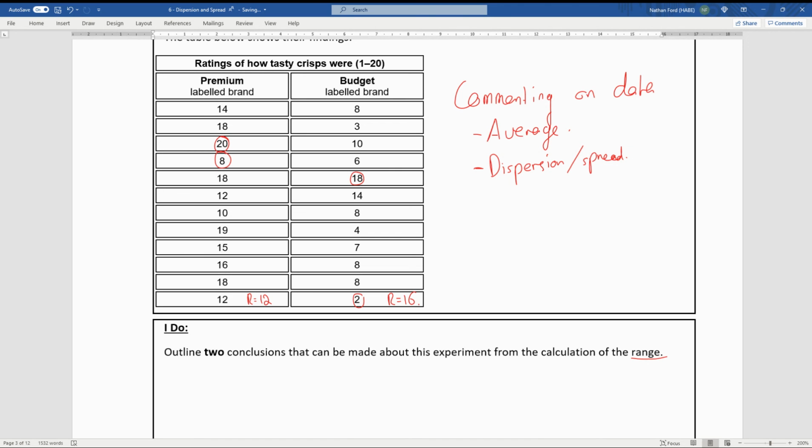So if we're going to outline 2 conclusions from this data. Okay, so the first thing I could say is the fact that the range actually varies quite a lot. If we got a rating of 0 to 20, and they're the same crisp, the range is varying quite a lot for tastiness of both the premium and the budget brands. Because it's quite a high range. The other thing you could say is the range varies greatly about taste of crisps.